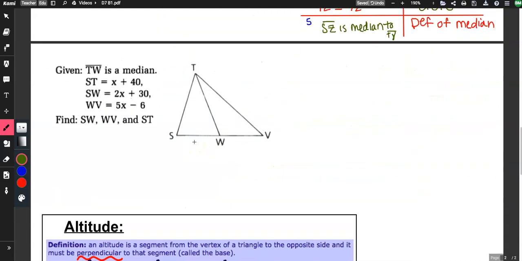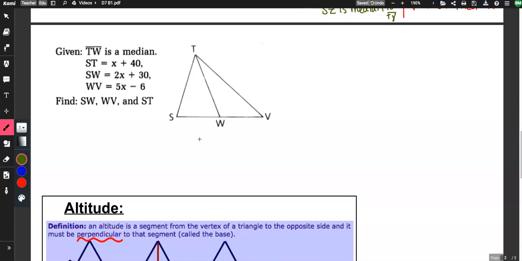All right, so a little bit of algebra here, kind of take a break from proofs for a moment. It says TW is a median, so it doesn't have to look perpendicular, go straight up and down, but we know it's a median, so these are congruent. ST is x plus 40. SW is 2x plus 30. WV is 5x minus 6. So we want to find these three segments. Based on what you know about medians, see if you can set up an equation knowing that these are congruent, solve for x, and then find the three segments.